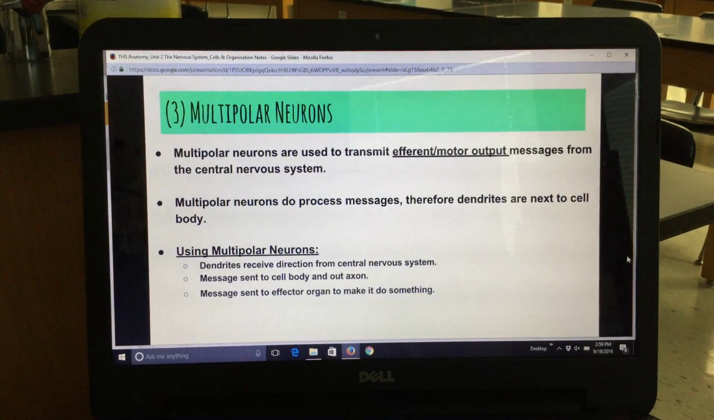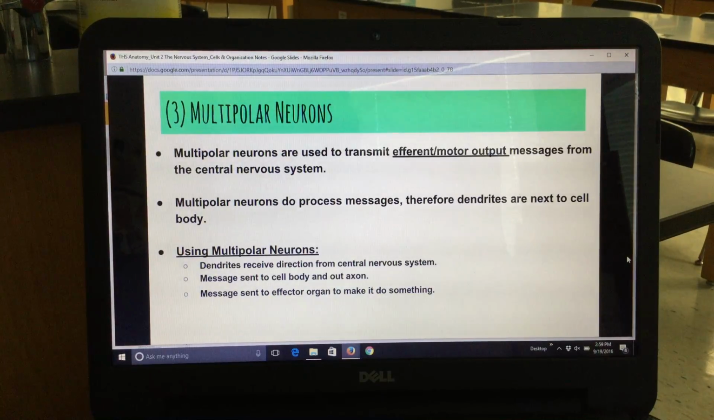The second type of neuron is a multipolar neuron. They almost have the exact opposite functions and structures. A multipolar neuron is used to send efferent or motor messages from the central nervous system to some organ, so the exact reverse direction. Here you notice efferent and motor are the same type of terminology. So to send any sort of stimulus message or response from the central nervous system to an organ is the efferent path or the motor output path.